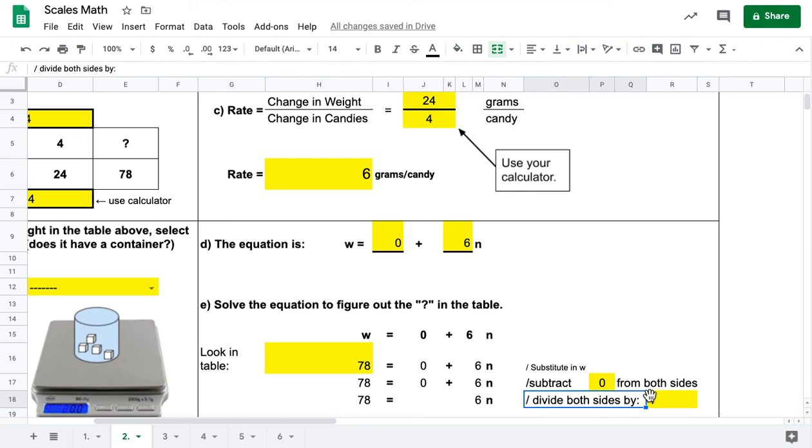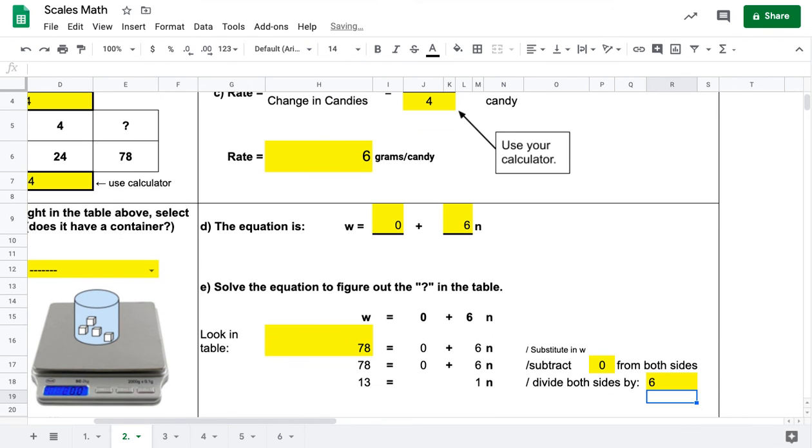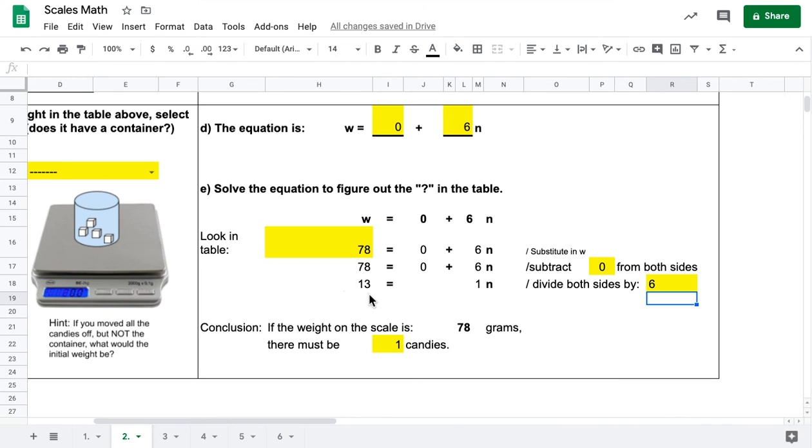Well, what do I need to divide both sides by then? That says 6 multiplied by n, so I need to divide by 6. Well, look at that. There are 13 candies on the scale. Okay, so if the weight on the scale is 78 grams, there must be 13 candies. And we're done. Okay, folks, we're done.